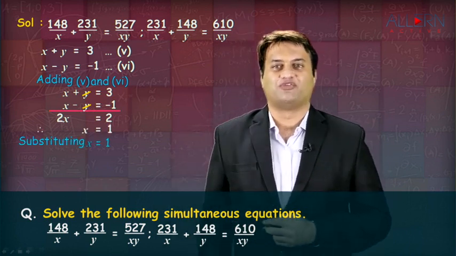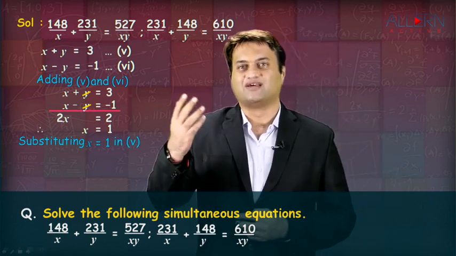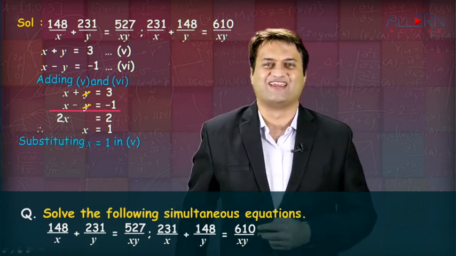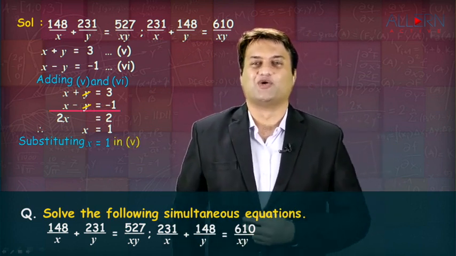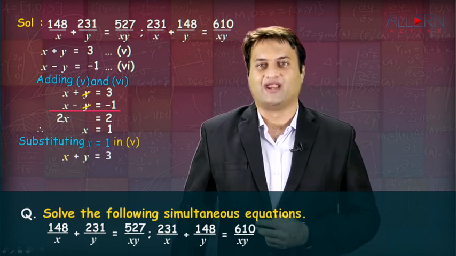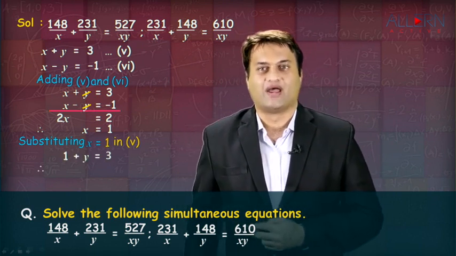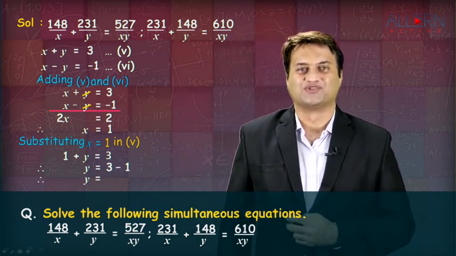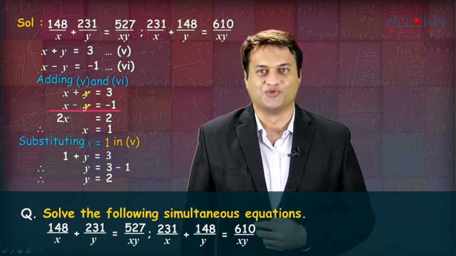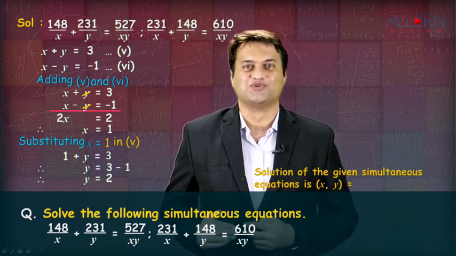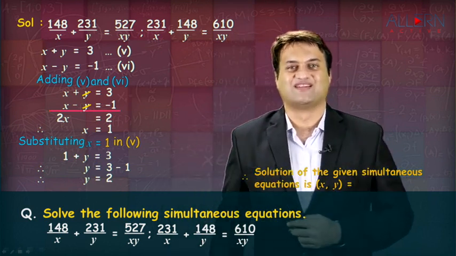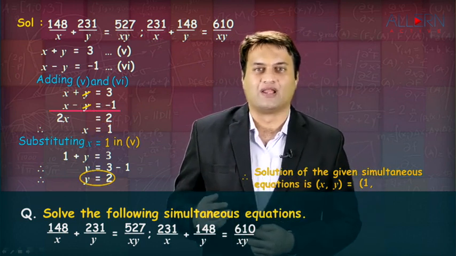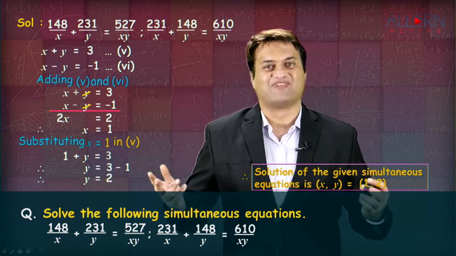Once we get the value of x, let's substitute x is equal to 1 either in the fifth or the sixth equation. Fifth is better because of the positive sign, right? Let's substitute x is equal to 1 in equation 5. What we get is 1 plus y is equal to 3. So you get y is equal to 3 minus 1, y is equal to 2. x is 1, y is 2. Don't forget to write the final answer that the solution of the given simultaneous equation is x comma y, that's 1 comma 2. As simple as that.